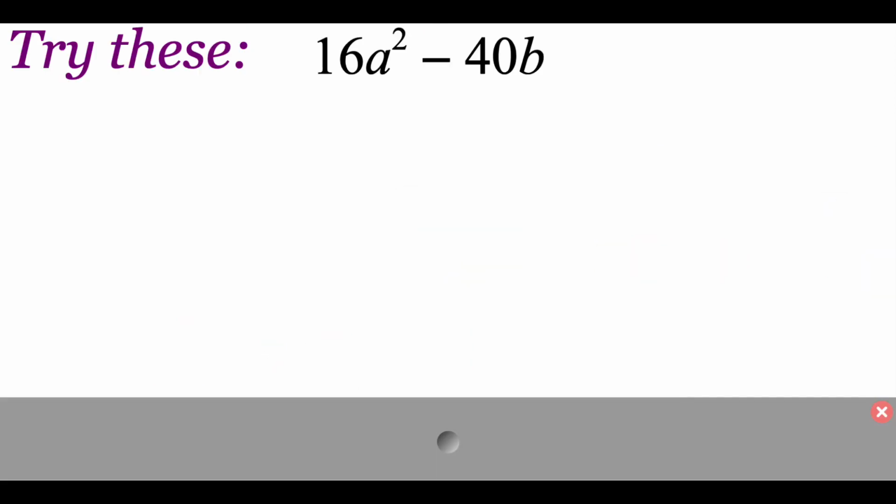Just a few more examples here. So on this one, we've got 16a squared minus 40b. I'm not going to run through and factor it all out, but I know that this one is going to have a GCF of 8, meaning that I'm going to try to take 8 out by dividing.